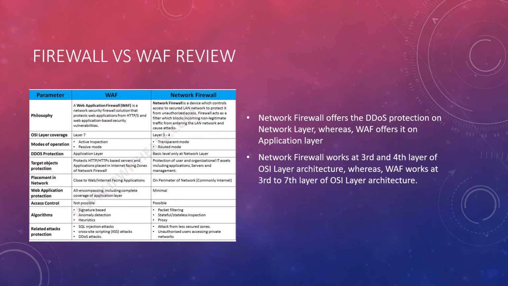So let's just review what we talked about earlier. Kind of what we see as the differences between a WAF and a network firewall. I'm not going to read them line by line, but some of the big ones are the OSI model layers. The WAF works at layer 7, the application layer, and the network firewall works at the network and transport layers. Layer 7 is HTTP and HTTPS. Layer 3 and layer 4 is IP and port, so that's TCP/IP.